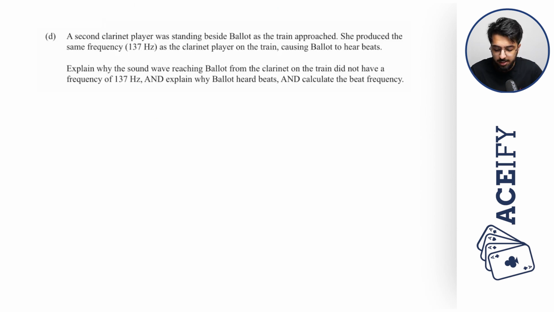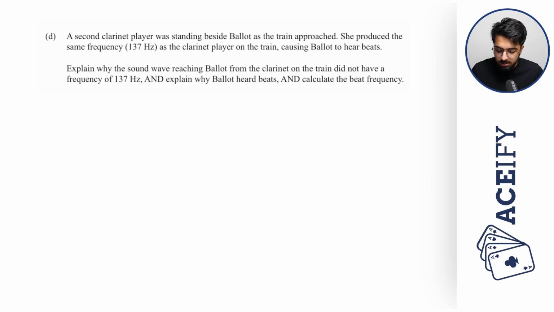A second clarinet player was standing beside Belliot as the train approached. She produced the same frequency, 137 Hz, as the clarinet player on the train, causing Belliot to hear beats. Explain why the sound wave reaching Belliot from the clarinet on the train did not have a frequency of 137 Hz, and explain why Belliot heard beats, and calculate the beat frequency.